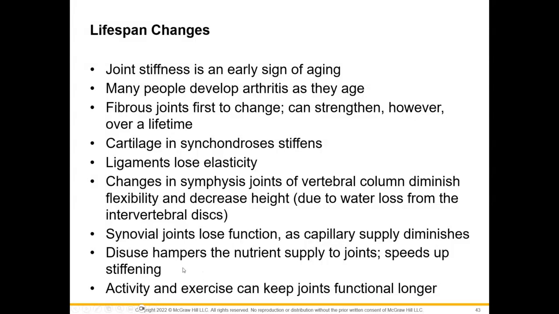And this is why doctors are always recommending to people to continually move. You know, try to get your 30 minutes in a day of some type of activity. And activity and exercise can keep the joints functional longer. So that is imperative.